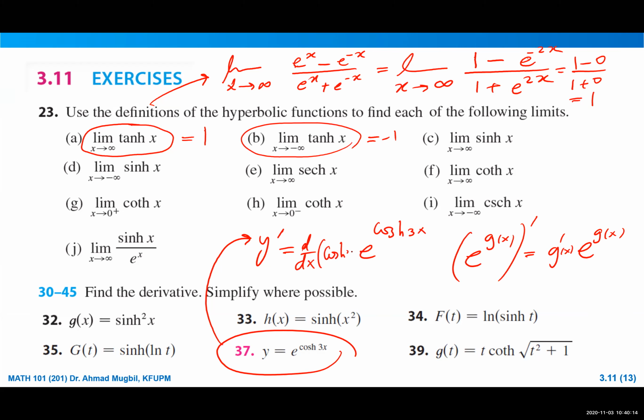of cosine 3x. Now the question is, what is the derivative of cosine 3x? The derivative of cosine hyperbolic is sine hyperbolic. But also we have 3x. So what is the derivative of 3x? 3. This is the answer. This is the derivative: 3 sine hyperbolic 3x times e to the power cosine 3x.